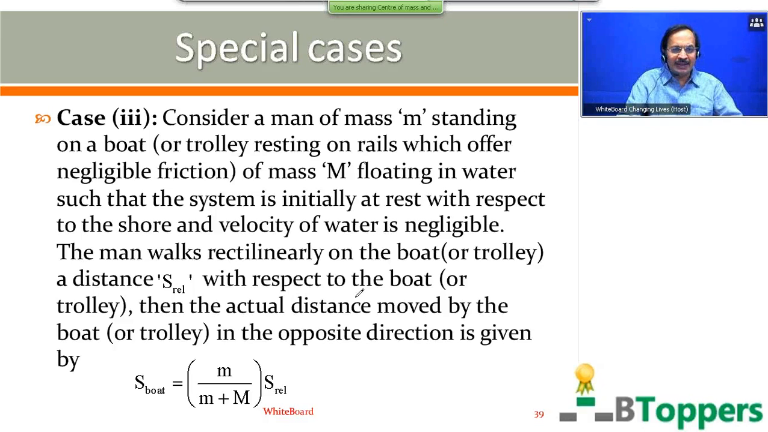If the man walks rectilinearly on the boat, here you should write, if on the left side. If the man walks rectilinearly, means moves in a straight line path on the boat or trolley, a distance S subscript REL with respect to the boat or trolley, the actual distance moved by the boat or trolley in the opposite direction is given by S subscript boat equals small m by (capital M plus small m) whole multiplied by S subscript REL.